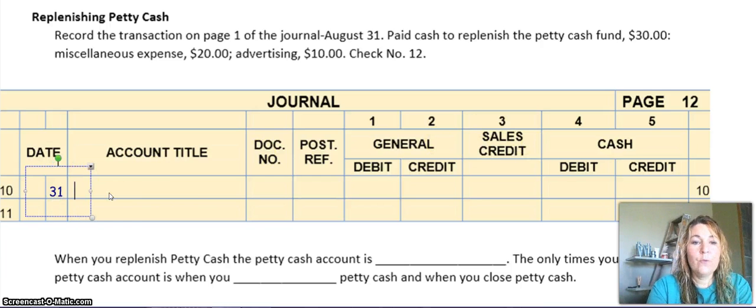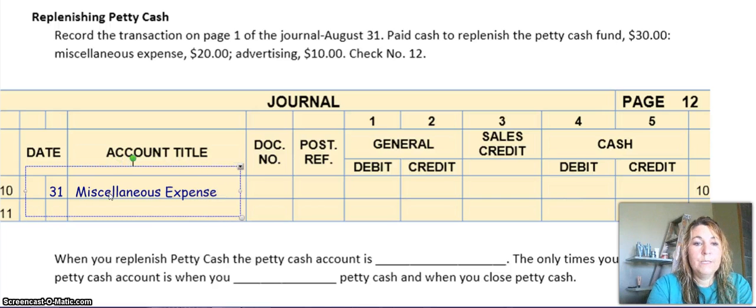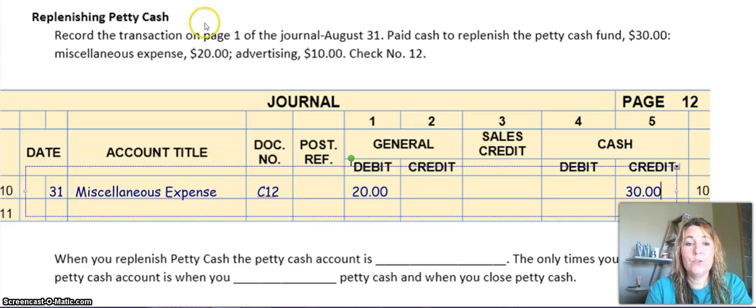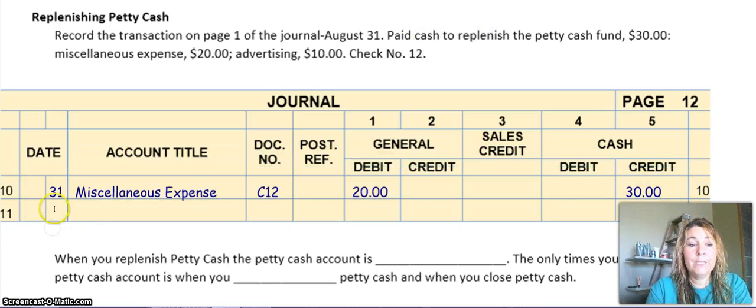So the date of this is the 31st. The first account title we're going to use is miscellaneous expense. What document number is this? This is C12. And because this is an expense and it is increasing, it increases with a debit. So that is $20. And over here, I'm going to come over to cash credit and put in the total amount of the check, which is $30. Okay, we're not done with this because, first of all, we haven't used advertising, and our $20 and our $30 don't match.